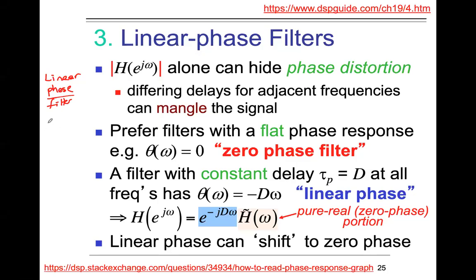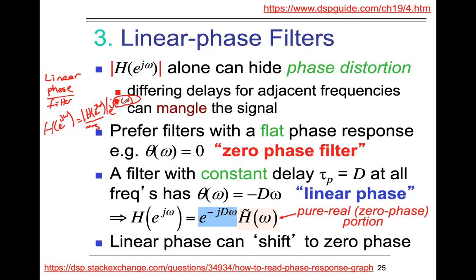Reminding, friends, if you remember, I was writing H(e^{jω}) as the magnitude times the phase, e^{jθ(ω)}. This is called the magnitude response. This is the phase response. This is the phase part.